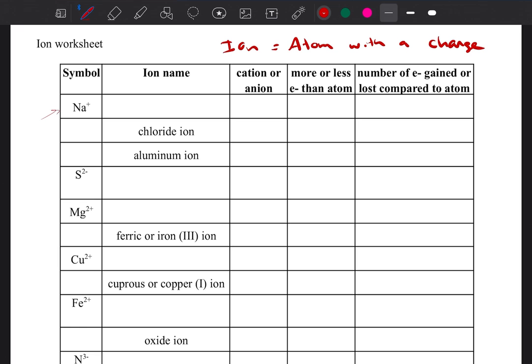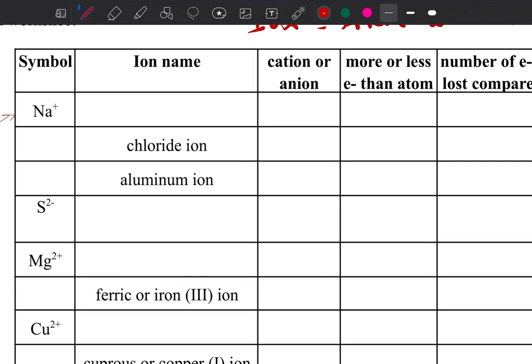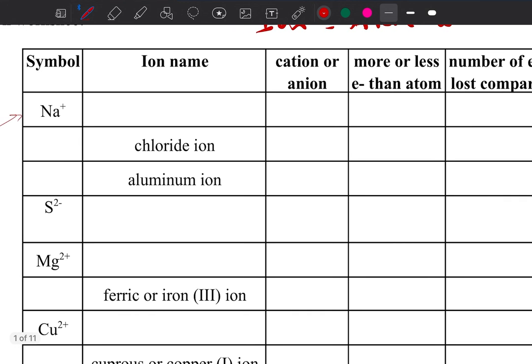So a positive ion. Since it's positive, we know the name is just going to be something ion. And Na, when we look it up in the periodic table, is sodium. So we know the name is sodium ion. Now, is it a cation or an anion? Well, since it's positive, we know it's a cation. And cations need to lose electrons because they're going to become positive. So it's going to have fewer electrons than the atom.